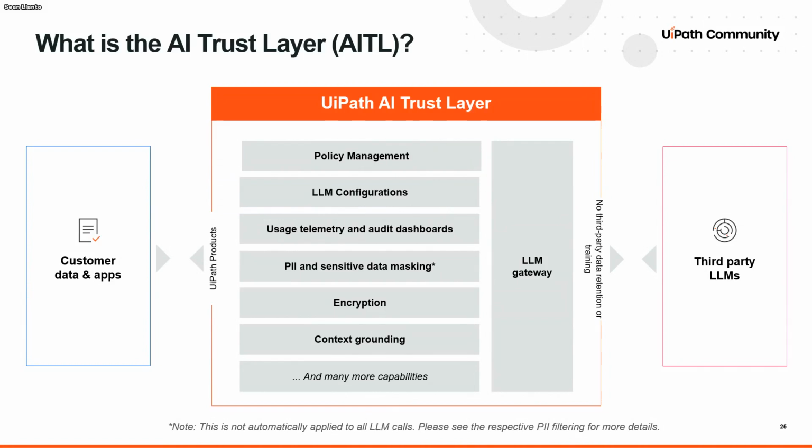So the UiPath AI Trust Layer is available via the UiPath Automation Cloud. When you log into Automation Cloud and go to Admin, you'll be able to see the AI Trust Layer. This is where you can make policy management configurations available for you.